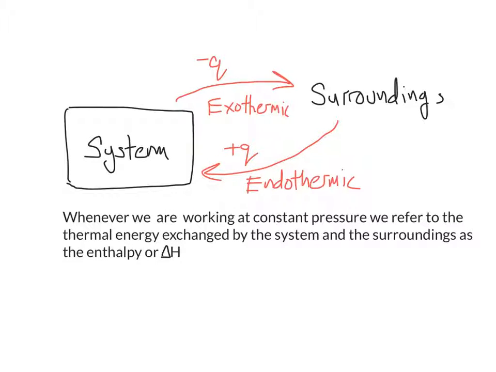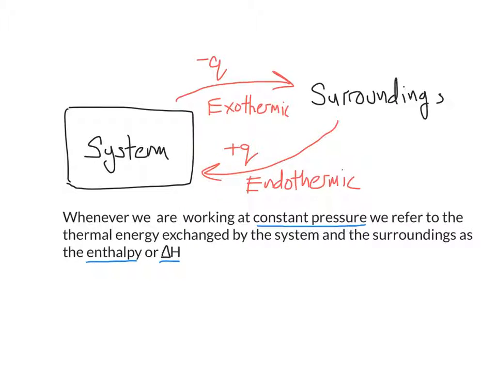Whenever we are working at constant pressure, we refer to the thermal energy exchanged by the system and the surroundings as the enthalpy change, or as the delta H. When you perform a chemical reaction in an open beaker on a benchtop, that chemical reaction is occurring at constant pressure, as in the pressure above the reaction is atmospheric pressure the entire time.